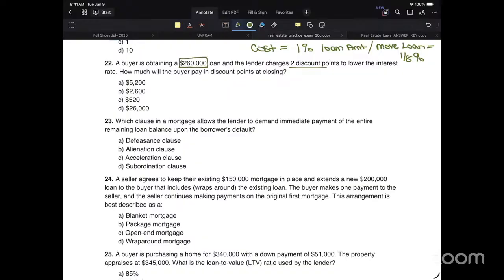So if it's a $260,000 loan and it's 2 discount points, well, 1 point is 1%, which means 2 points would be 2%. I can take that 2% and multiply it by our loan amount, $260,000. So, doing my fancy math, that should give us an answer of $5,200. And that is going to be A. Hey, the answer's A.